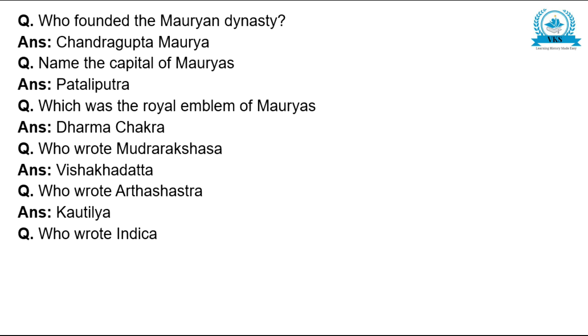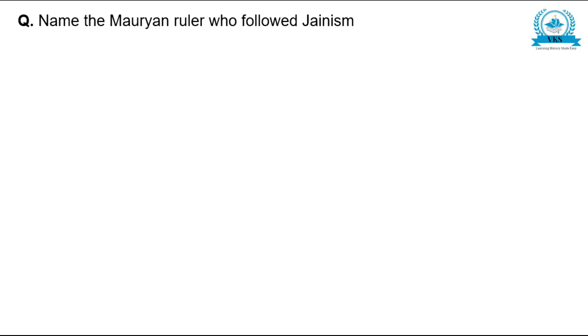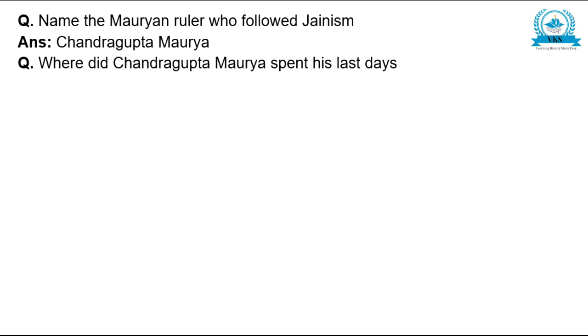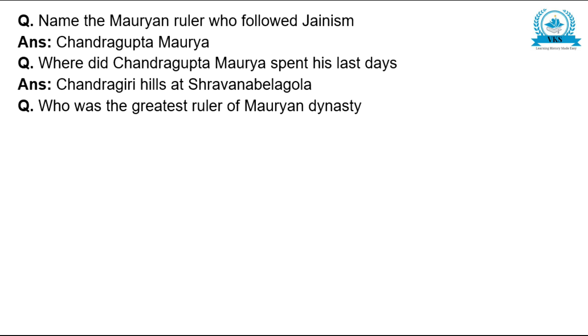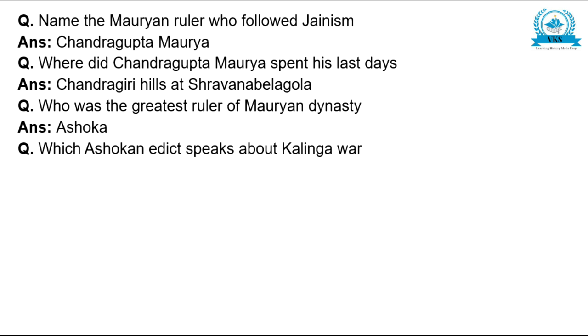Who wrote Indica? Megasthenes. Name the Greek ruler defeated by Chandragupta Maurya. Seleucus. Name the Mauryan ruler who followed Jainism. Chandragupta Maurya. Where did Chandragupta Maurya spend his last days? Chandragiri Hills at Shravanabelagola. Who was the greatest ruler of Mauryan dynasty? Ashoka. Which Ashokan edict speaks about Kalinga war?